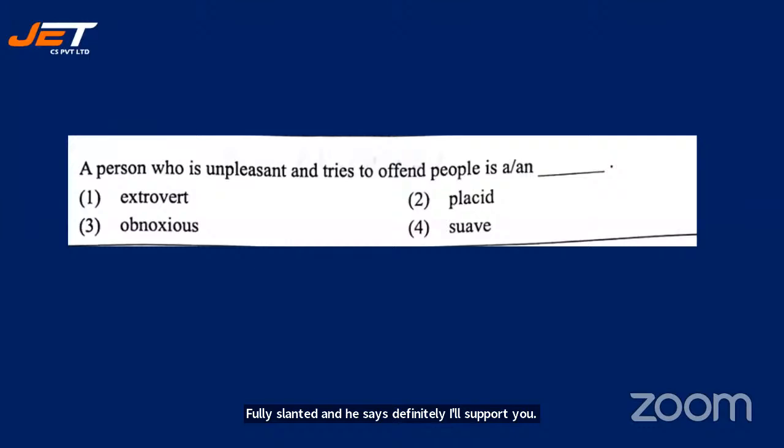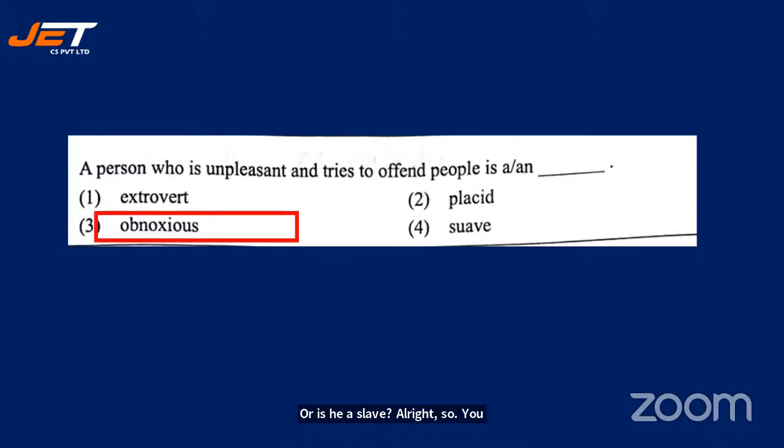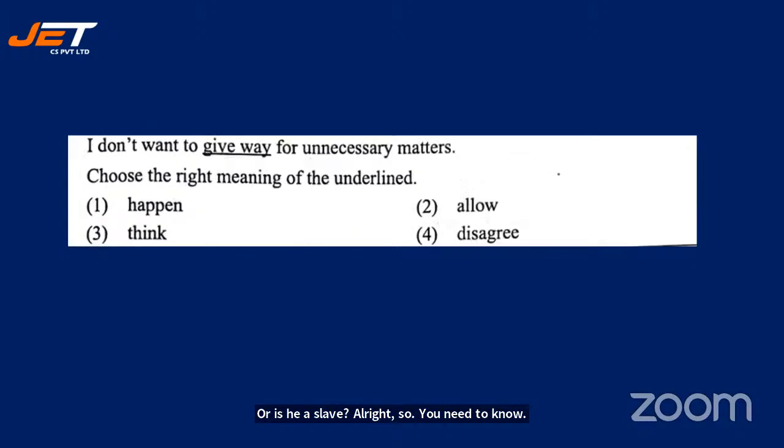A person who's unpleasant and tries to offend people is a dash. Is he an extrovert? Is he a placid? Is he an obnoxious? Or is he a suave? All right, so you need to know. Someone who's unpleasant and tries to offend people is none other than obnoxious. All right, see the next one.